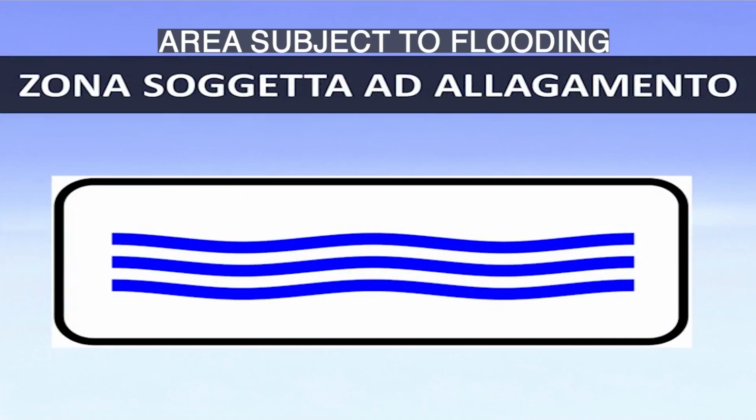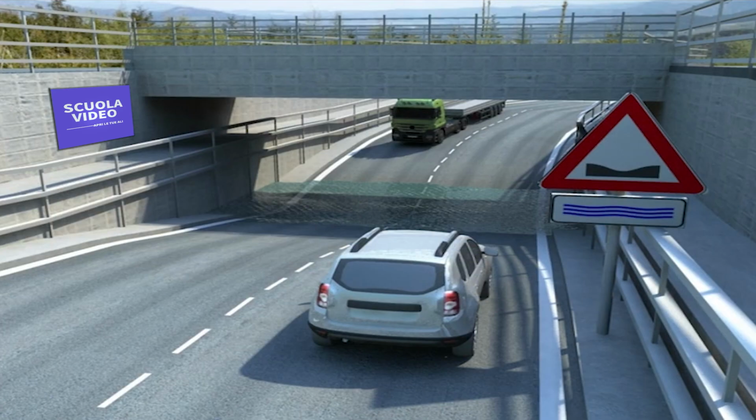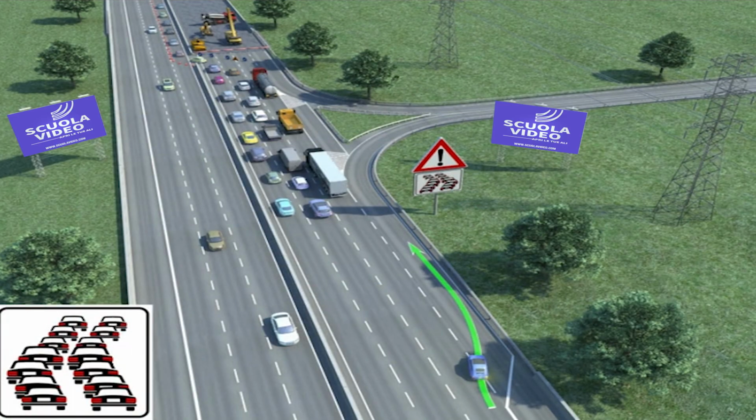Zona soggetta ad allagamento. An area subject to flooding. This supplementary panel indicates the danger of flooding the carriageway in the event of rain or strong storms. Coda. Tail. This supplementary panel indicates the possibility of finding intense traffic with the formation of columns of vehicles. It can be found at the entrance to the motorways and invites you to use caution so as not to collide with stopped vehicles due to clogged traffic. On the motorway, it may advise you to exit to avoid probable delays or queues.